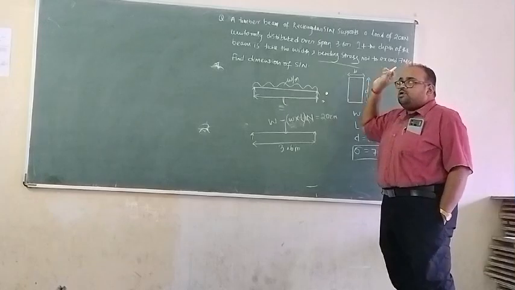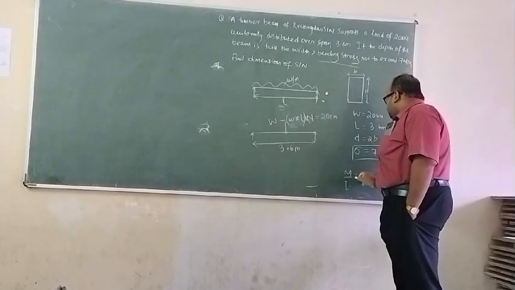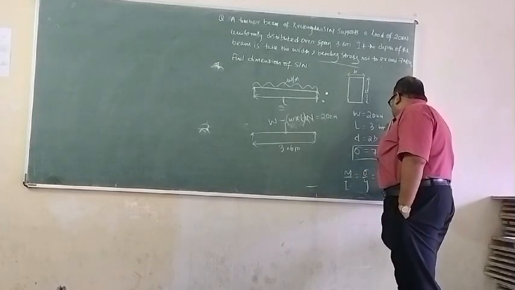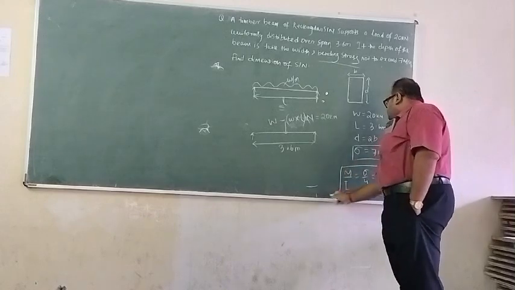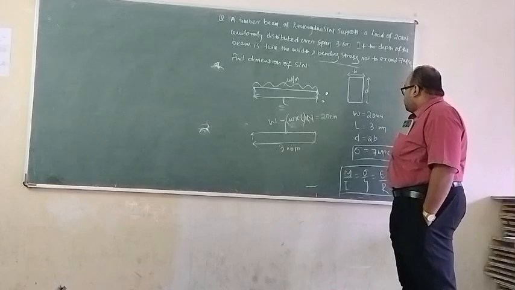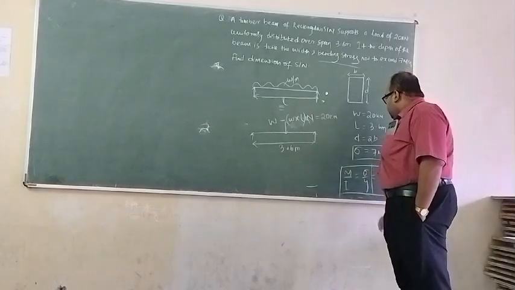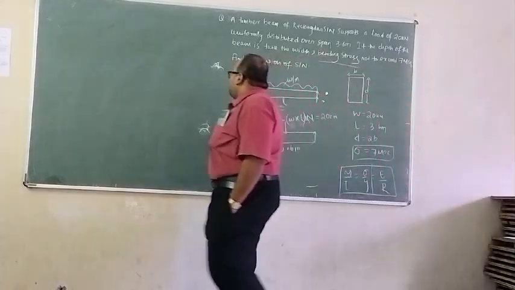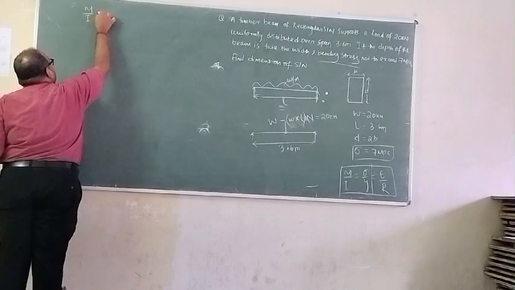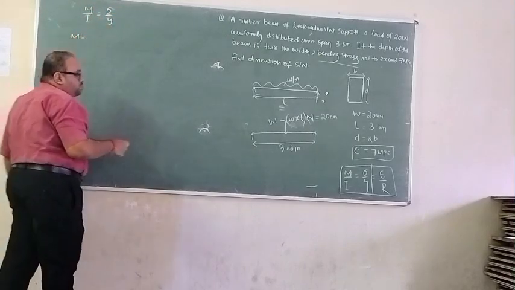Then simply we will use the pure bending equation, which is M divided by I equals stress divided by Y equals E divided by R. So here, the question is asking to find the dimension of the section. So we will use this part first. M divided by I equals stress divided by Y. So here M can be found out.